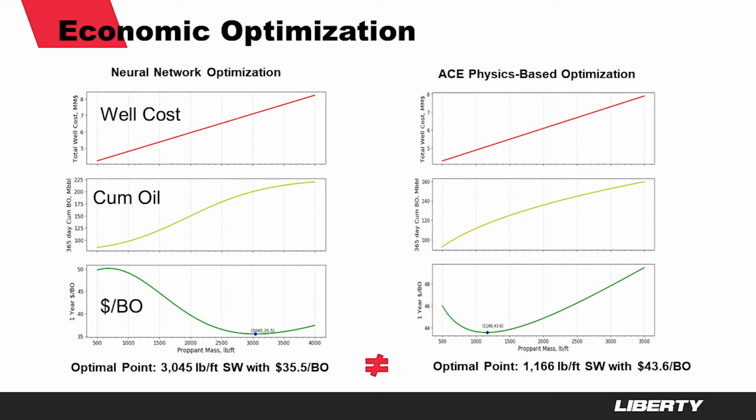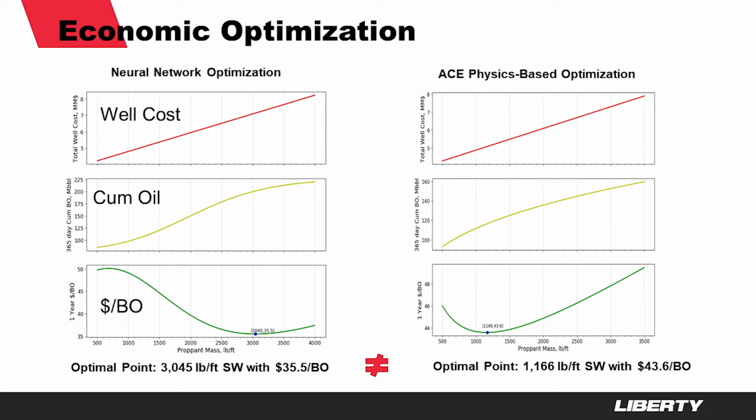Well cost is on top, in the middle you see the cum oil prediction of the statistical model, and on the bottom, most importantly, the dollar per BO that we're trying to optimize. What you can see here on the left is the neural network, because of that steeper increase in incremental oil production versus proppant mass, tends to predict larger proppant mass as the optimum.